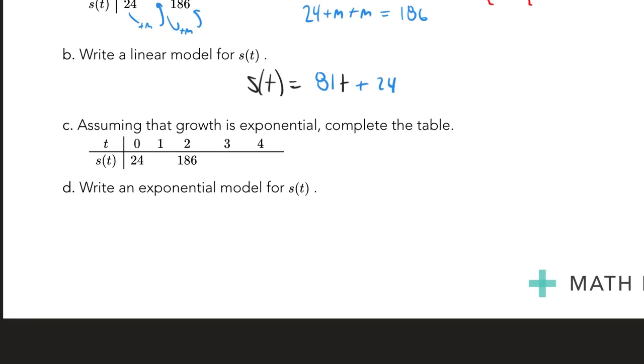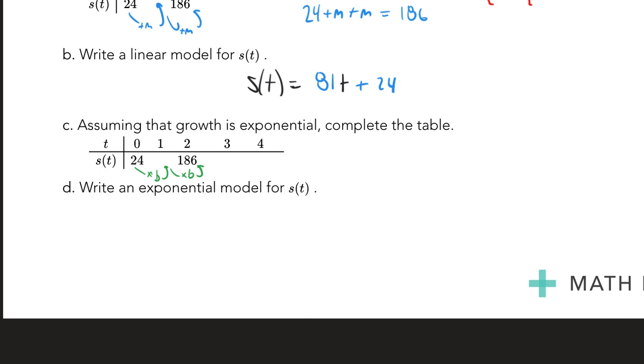Assuming the growth is exponential, complete the table. So there's exponential growth and linear growth, right? Exponential means we're multiplying by some number, and that's the growth rate we're multiplying by, and we call the growth rate b. I'm going to use the right letter this time. So that times b would be that, and whatever that number is, that number times b again would be 186.